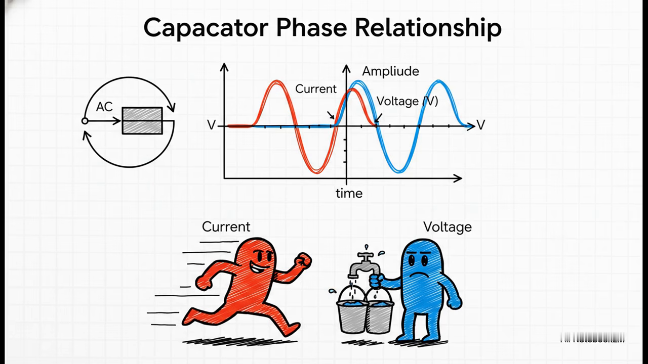So what does that mean? It means the current actually rushes in first, charging up the capacitor's plates, and only then does the voltage build up. The current gets a head start. So in this case, the current leads the voltage, again by a perfect 90 degrees.